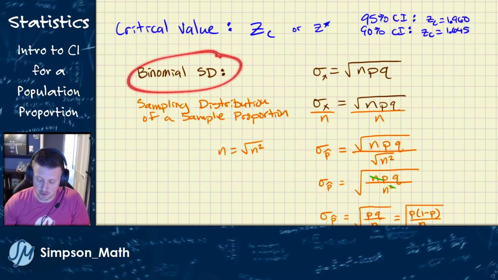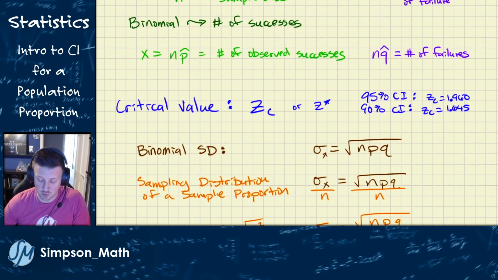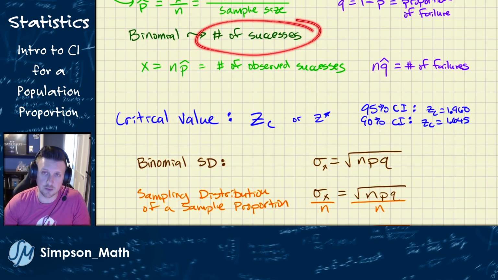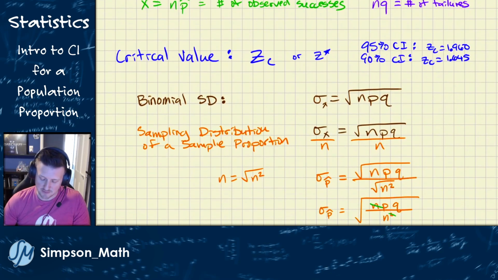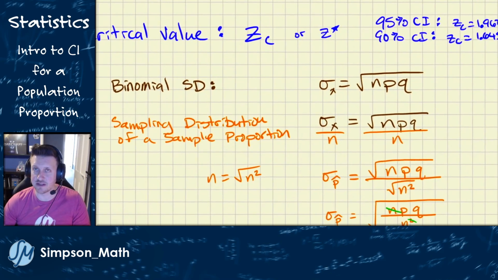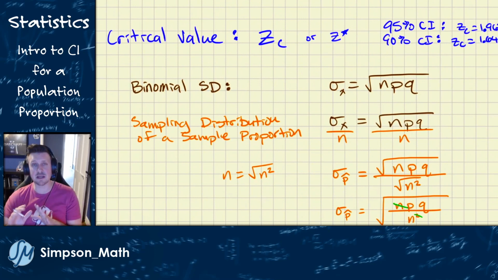So if you recall from the binomial distribution, this was the formula for the standard deviation, the square root of npq, where q is 1 minus p. And recall that binomial distribution was our number of successes. Well, I don't want just the number of successes now, I want the proportion of successes. So if I was to be talking about the sampling distribution of a sample proportion, we've talked about the sampling distribution of means, and this follows suit in an interesting way.